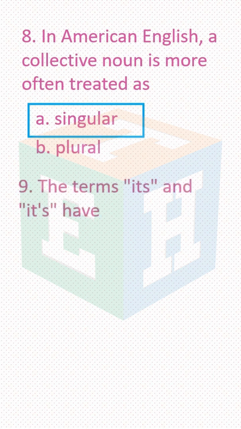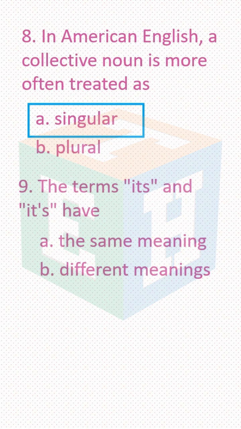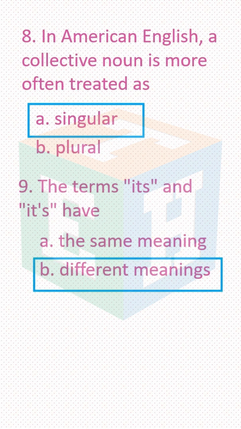Number 9, the terms it's and its have A, the same meaning, B, different meanings. Answer is letter B, different meanings.